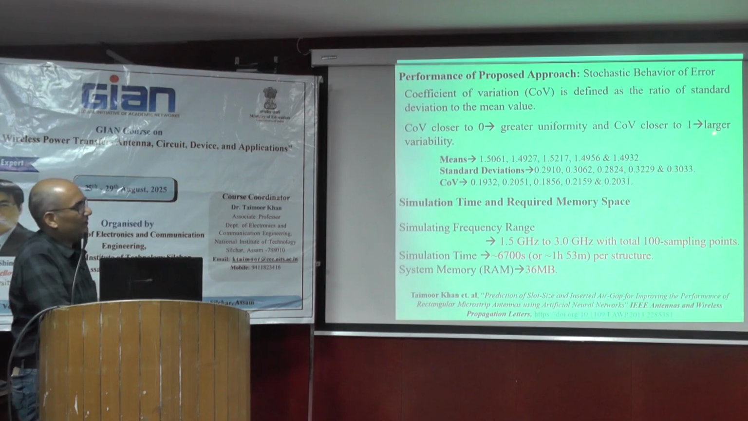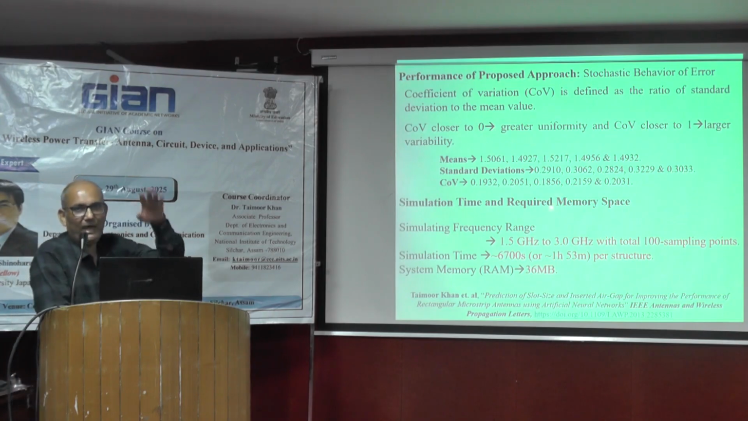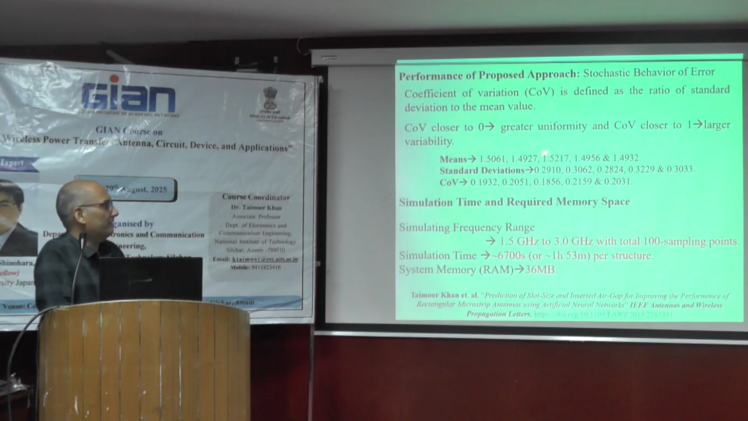If it is nearby 1, then there is variability, meaning the error points are not uniformly distributed. Ultimately, the coefficient of variation values calculated are all nearer to 0 rather than to 1. Although all are different, they are nearer to 0 rather than 1. That's why we may predict that the errors on more than 1000 patterns are uniformly distributed.